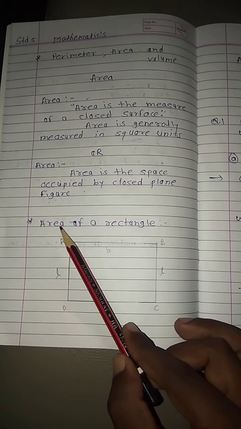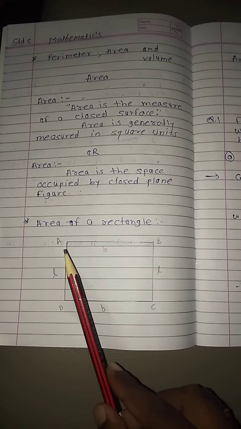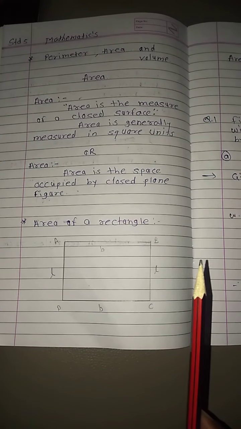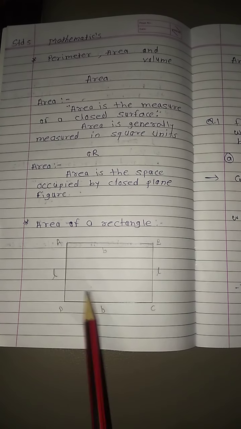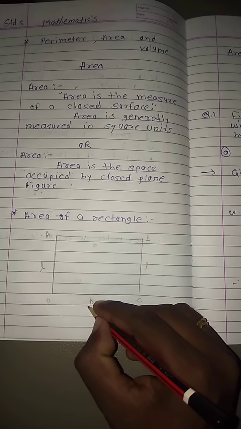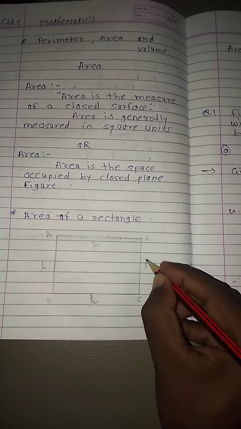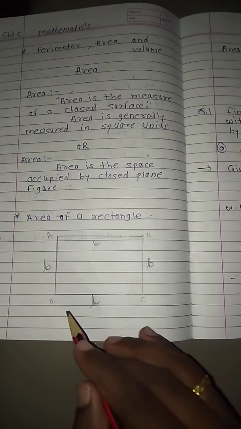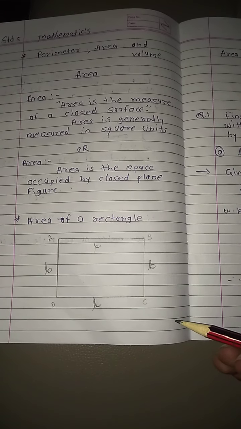Now we are going to discuss the area of a rectangle. How can we calculate the area of a rectangle? Suppose A, B, C, D is a rectangle. Now you can observe the figure. This part is L. L means length, and this part is your breadth, B. This part is the length of a rectangle, and this part is the breadth of a rectangle.